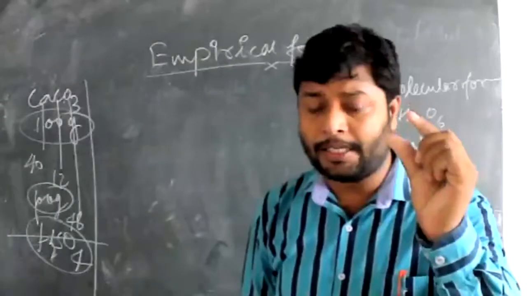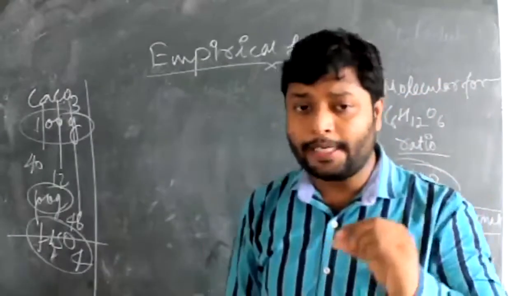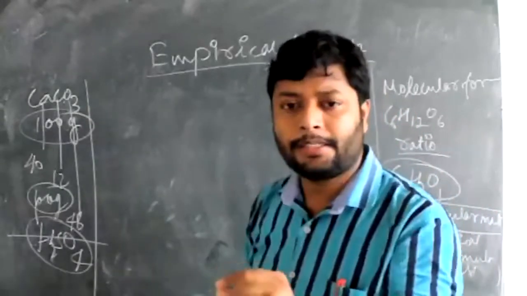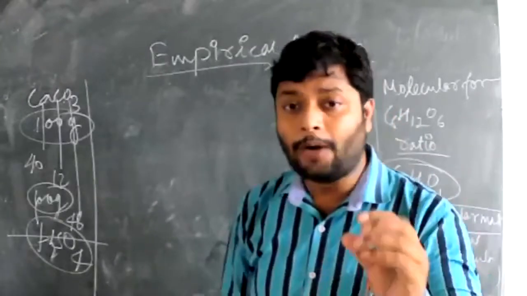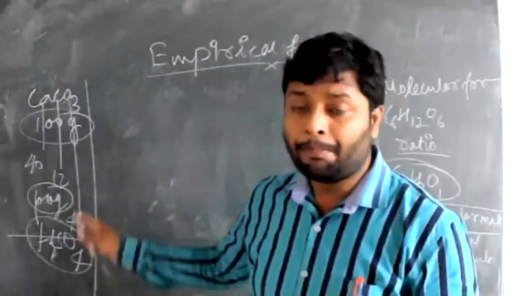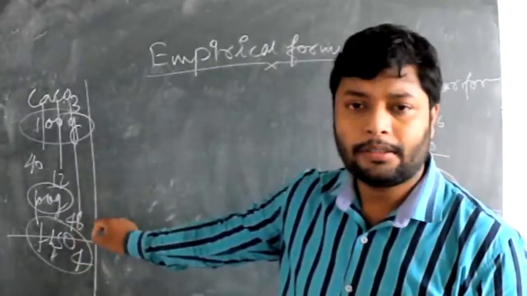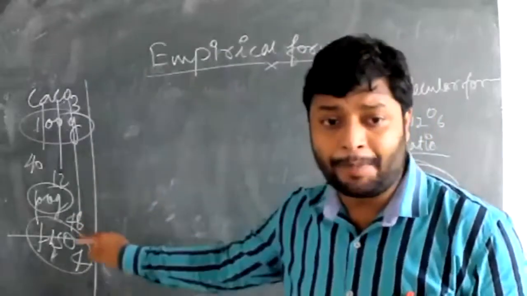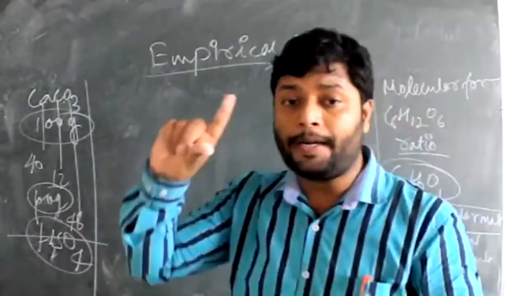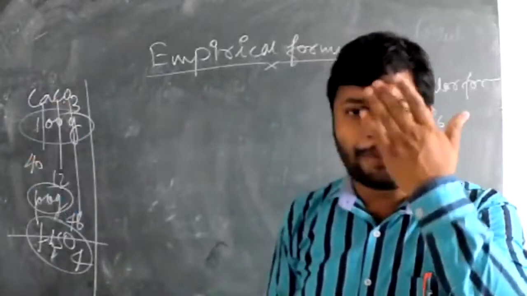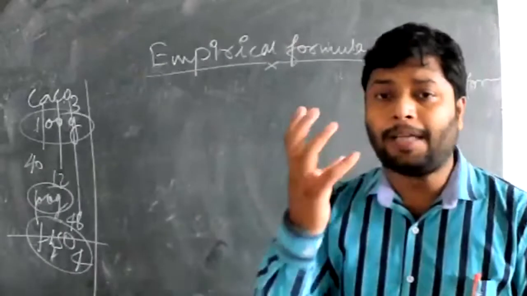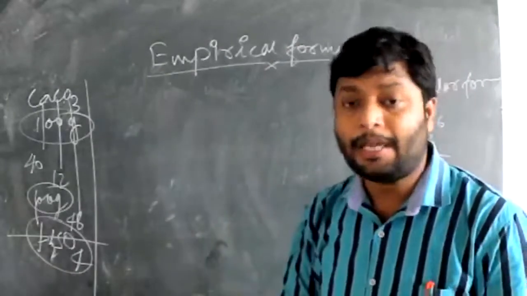So 25% or any given percentage indicates what amount of mass of the same element is present out of 100 mass. For example, if sulfur is present at 25% in sulfuric acid, that means 25 gram of sulfur out of 100 gram of sulfuric acid. So the percentage composition always indicates the mass of the element per 100 mass of the molecule.